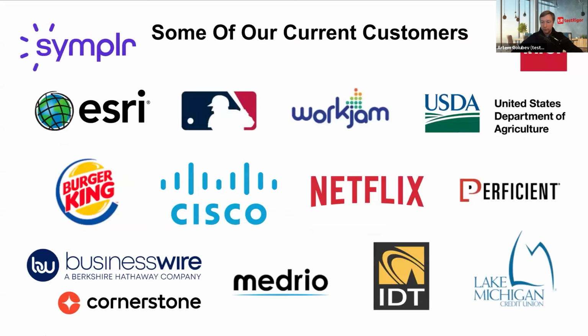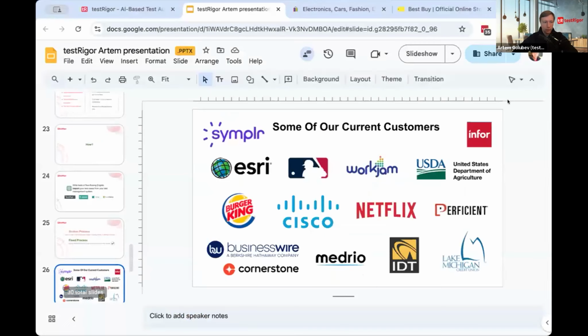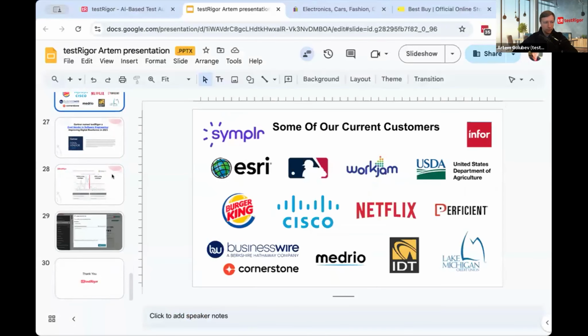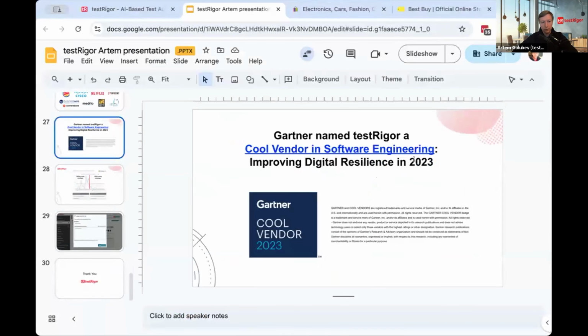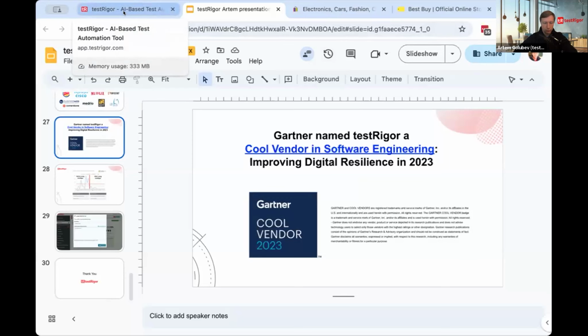All right, you're definitely not alone there. testRigor has a number of customers you might have heard of, such as Burger King, Cisco, and so on. And testRigor was picked as a Cool Vendor by Gartner last year. So Gartner definitely loved the approach.